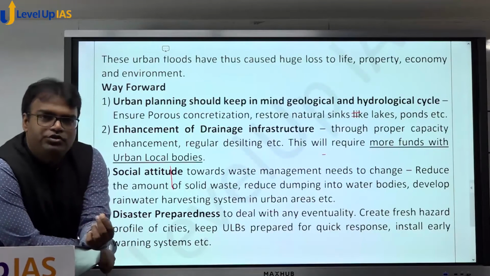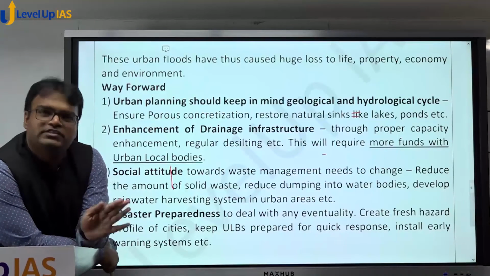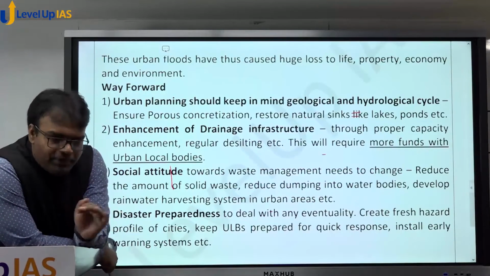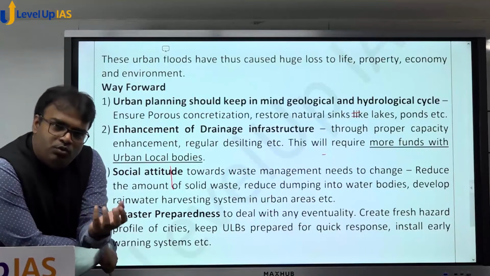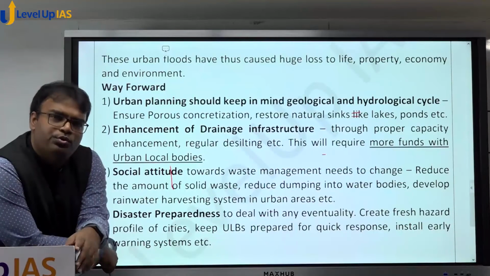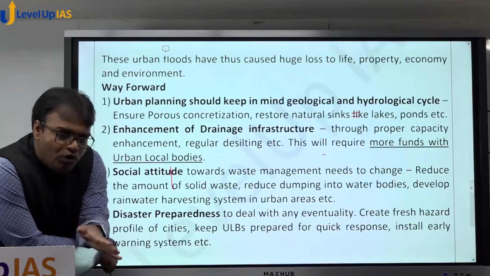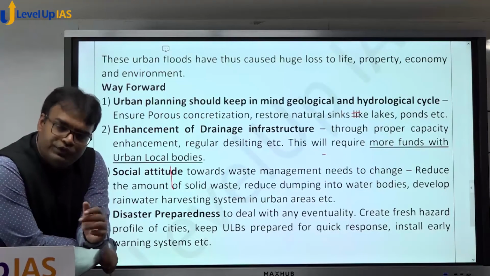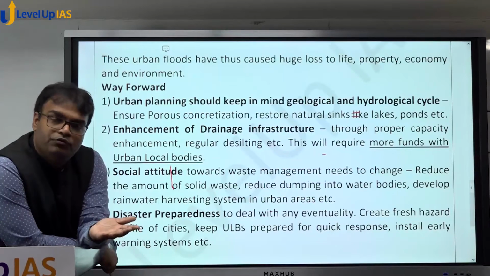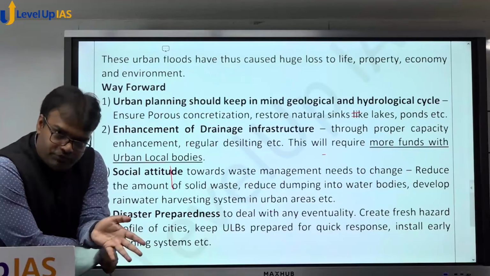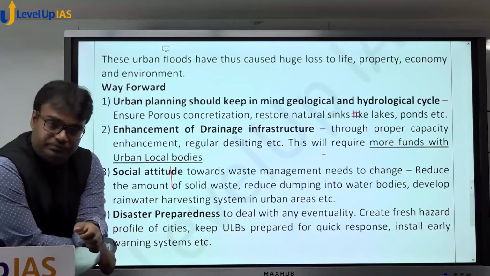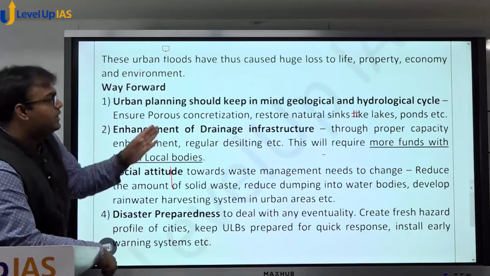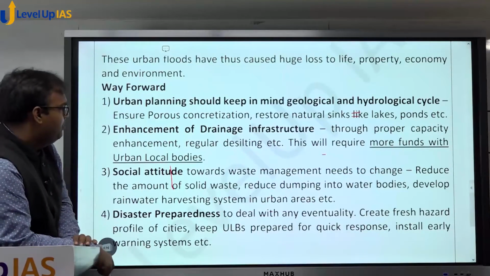So urban planning should be such that we are not concretizing the whole city. Even the pavements which we are creating should be percolating in nature, and water should be allowed to go down. Ponds and lakes should be widened, silt should be removed, and they should be deepened. We should try to recover our ponds and lakes which have been destroyed. These are certain things that we will have to keep in mind.